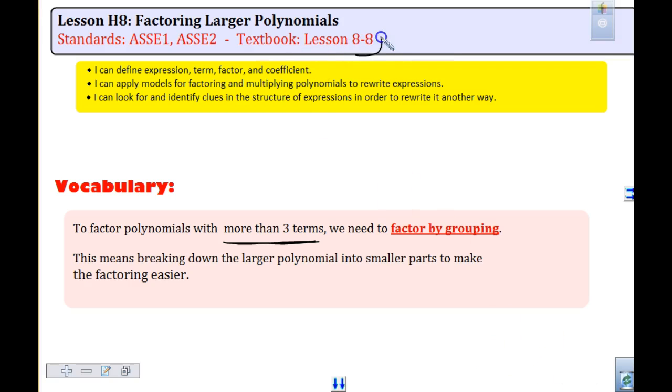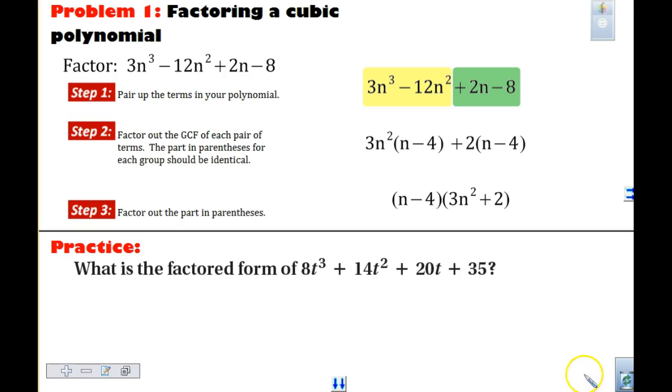In your textbook, if you are looking, it's 8-8. If you need to look at more notes or more practice or the assigned quizzes that I have on Pearson. So we're going to start with the problem, and you notice we do not have a greatest common factor. That's the first thing we are looking at.